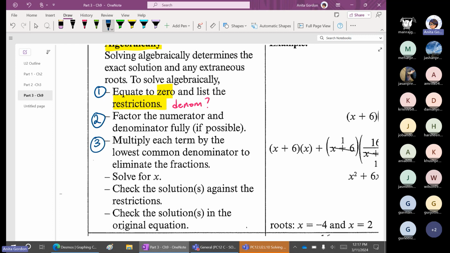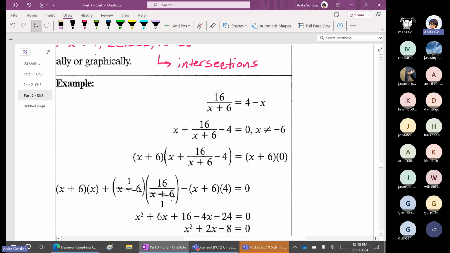Then we will multiply each term. We will solve for x. We are going to check the restrictions that we stated in step 1. And if it passes the restrictions check, then we put it into the original equation and make sure that the left-hand side equals the right-hand side. So those are our goals. It sounds like a lot of steps, but these are very logical steps that we are doing. It's not like it's brand new to us. So let's take a look at the example here.